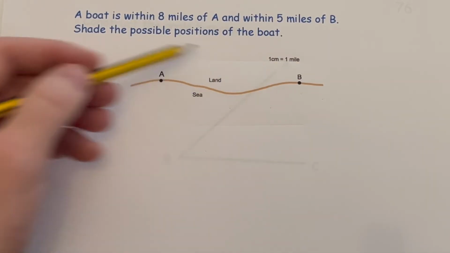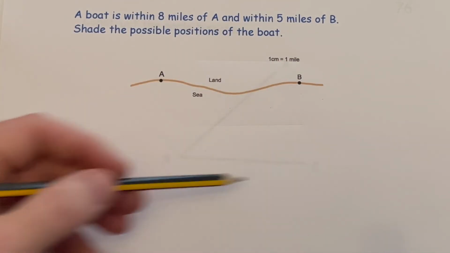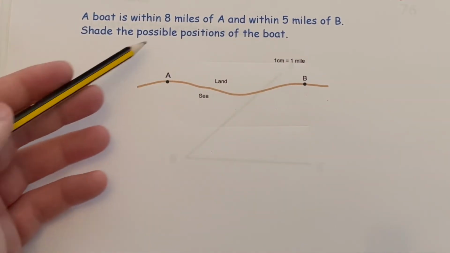So here we've got the land. So all of this is the land. And down here's the sea. And we're to show the possible positions of the boat.